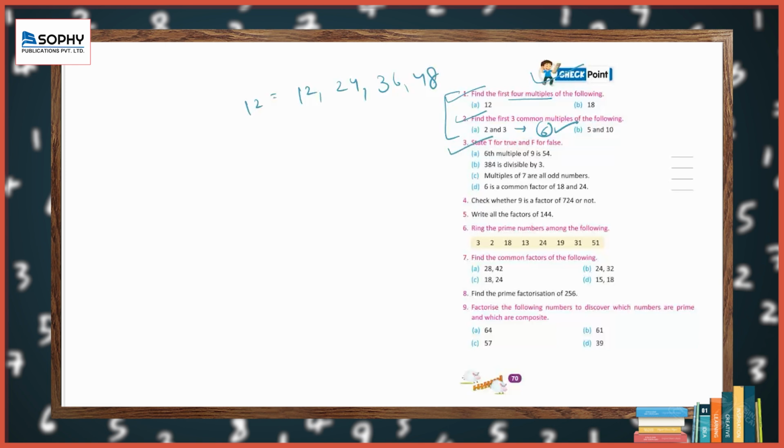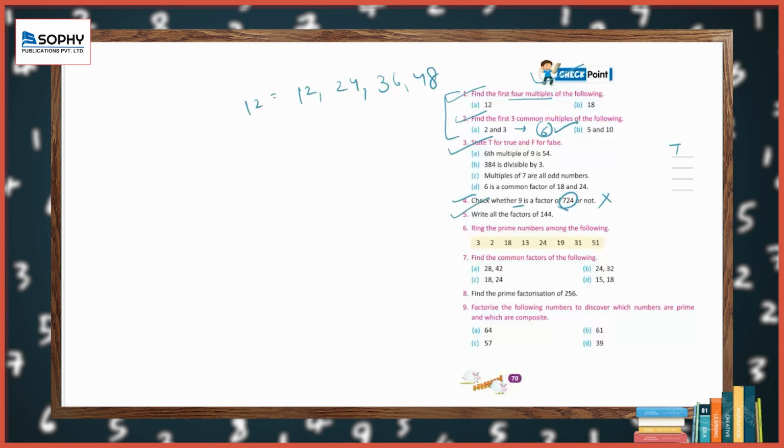In the next one, state T for true and F for false. In the first one, we are asked: the 6th multiple of 9 is 54. Very good, students, that is a true statement. So the correct answer is T for true. In the next one, we have to check whether 9 is a factor of 724 or not. So here 7 plus 2 plus 4 is 13. So no, it is not a factor.